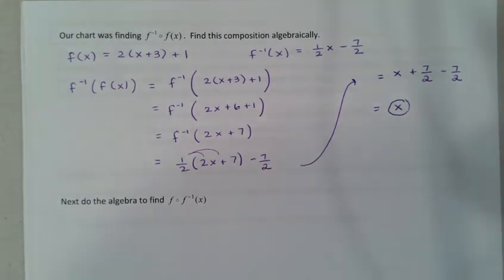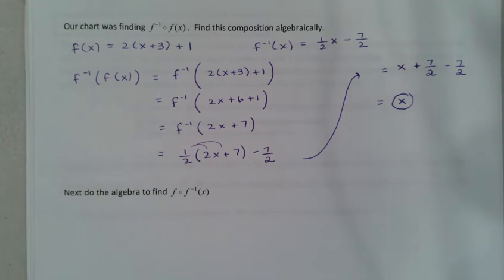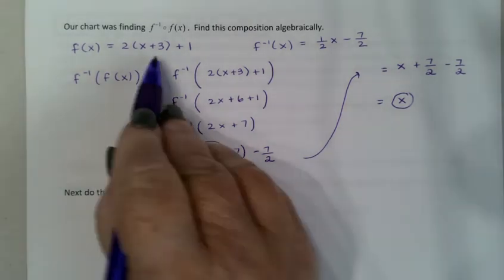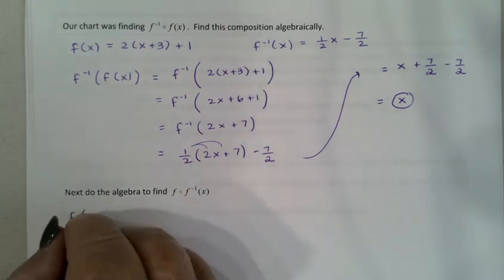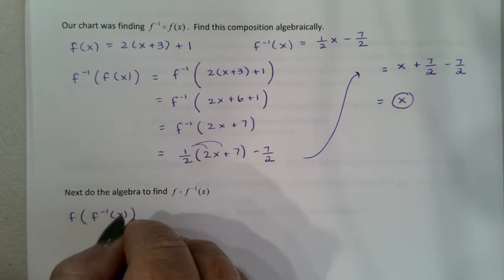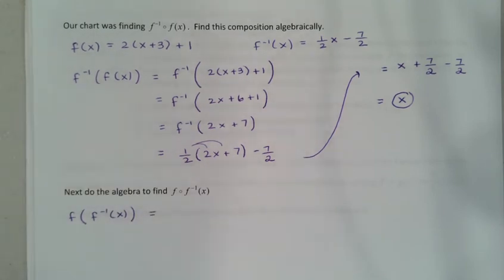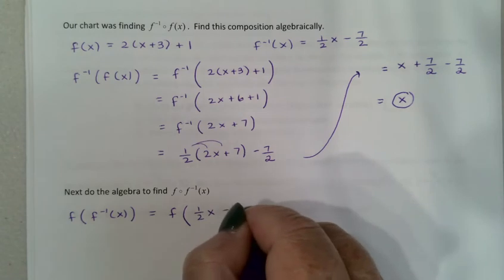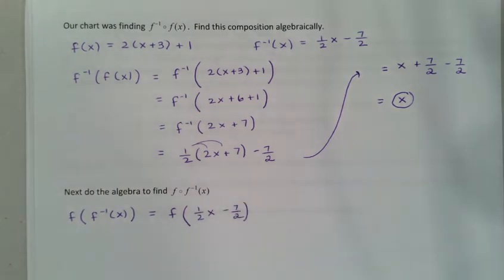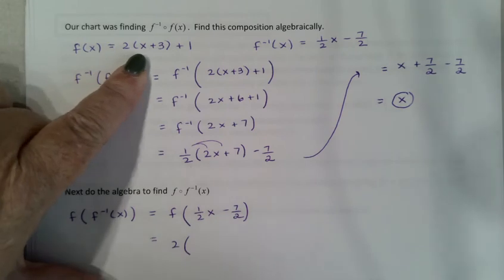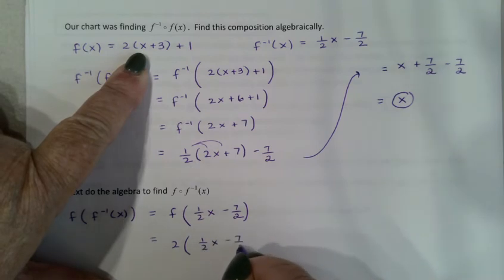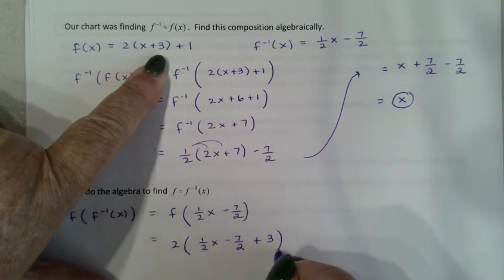Okay. Let's try it in the other order. Let's do f composed with f inverse. Should be the same thing this time, because again, we're doing and undoing, but let's just show that it works. Same function, f and f inverse, and this time I want f of f inverse of x. So let's see, that would be f of 1 half x minus 7 halves. And let's see, that would be 2 times, in place of that x, I'm going to put the 1 half x minus 7 halves.